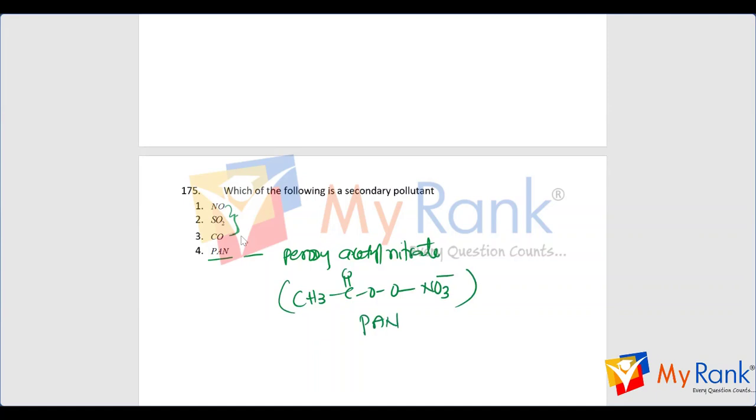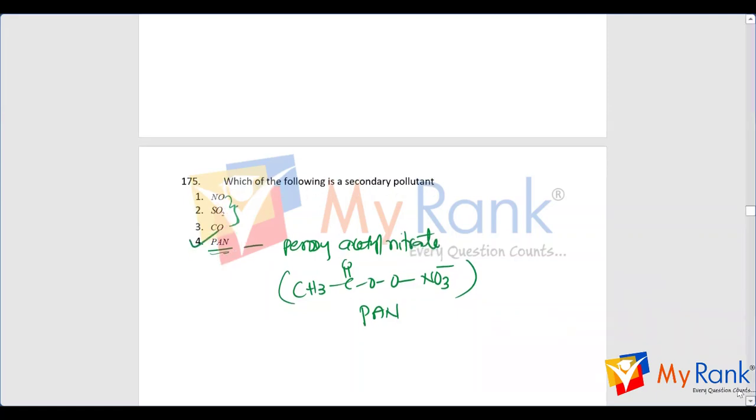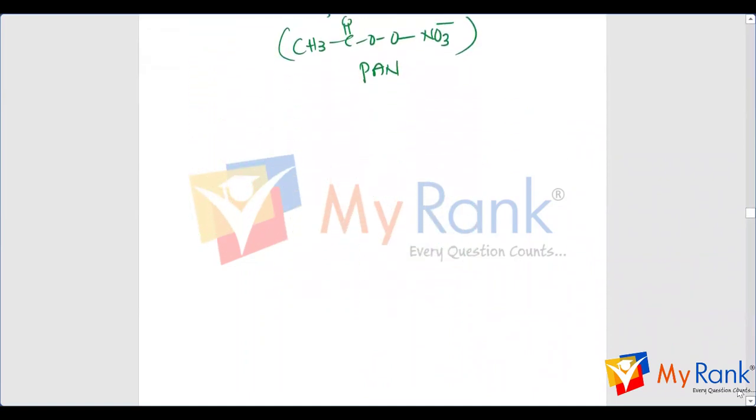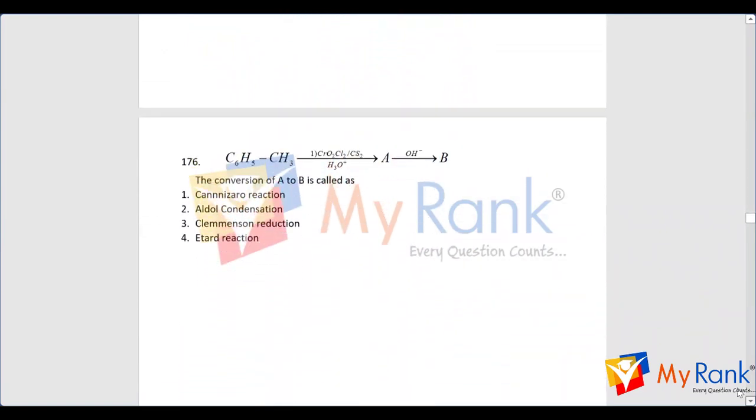When hydrocarbons combine with oxidizing agents like ozone and NO2, peroxyacetyl nitrate is formed. This is the secondary pollutant. So therefore, our answer is PAN. Next one, question number 176.